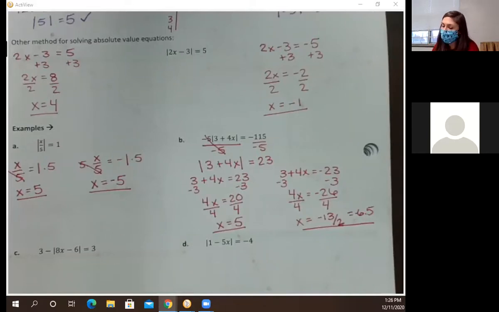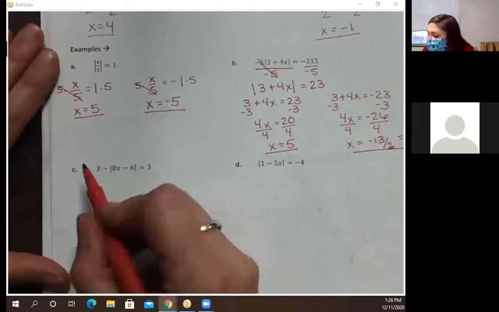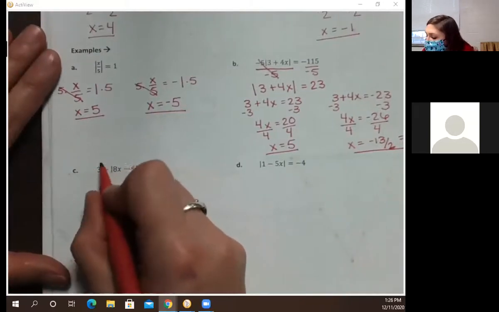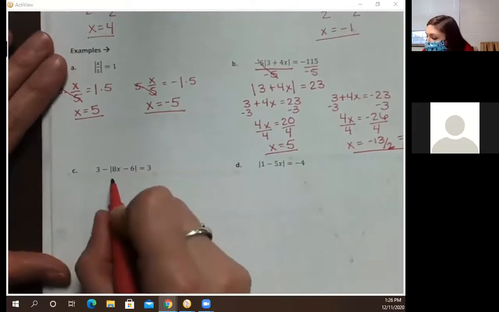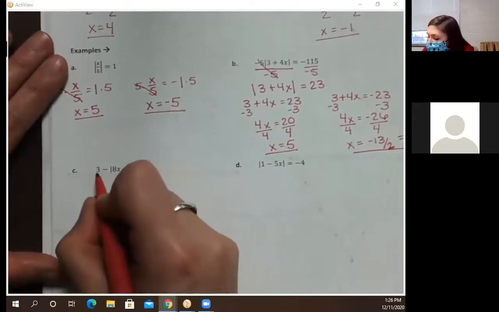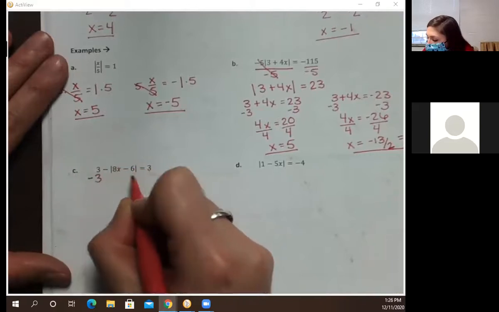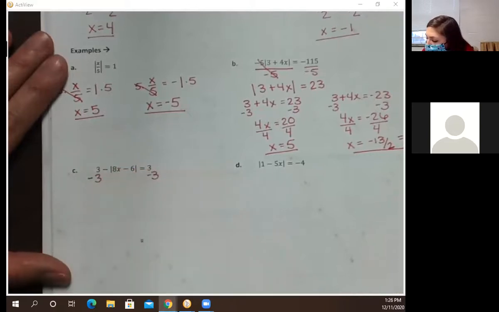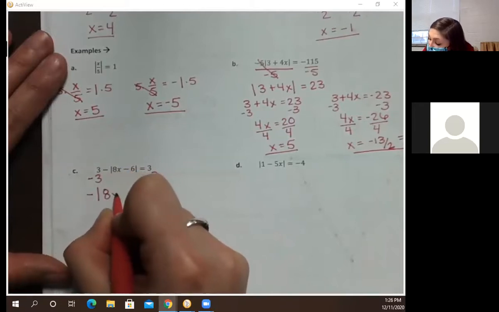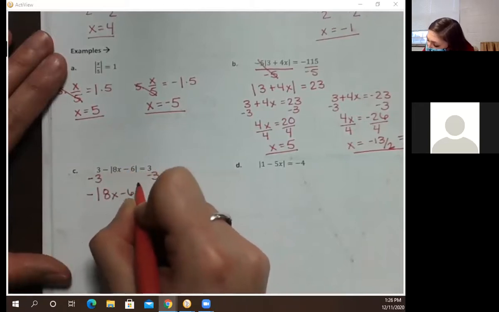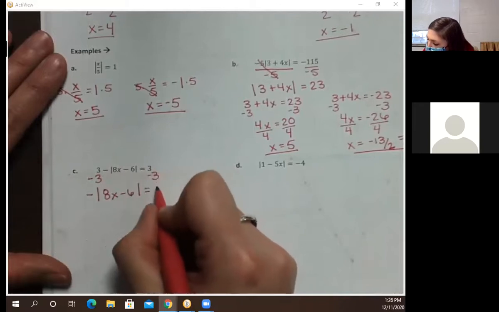Okay, just a couple more here. For C, again, I've got stuff over here on the same side as my absolute value. So I want to get the absolute value thing by itself. That means I've got to move this 3. So we'll subtract that 3 to the other side. So we get negative absolute value of 8x minus 6 equals 0.